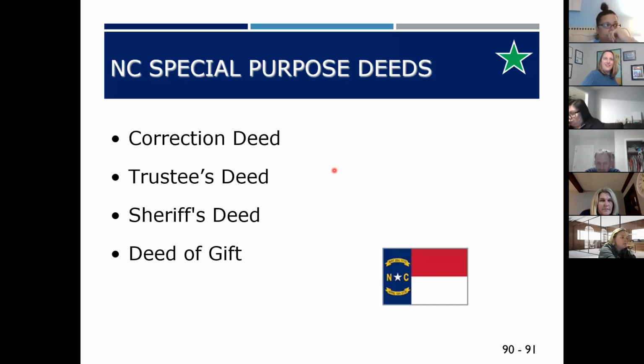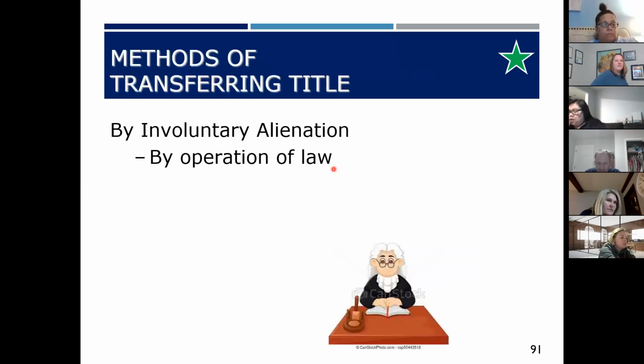If you have voluntary alienation, you also have involuntary alienation. You could have your property taken from you, usually carried out by an operation of law. On page 92, there's a nice little chart that summarizes what we're getting ready to talk about. So it sums it up for you.